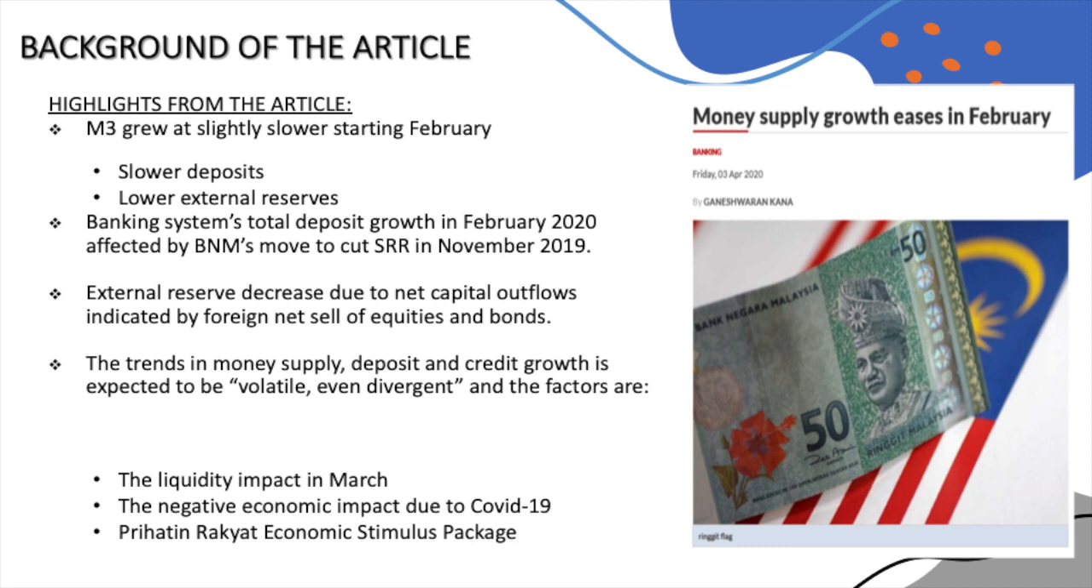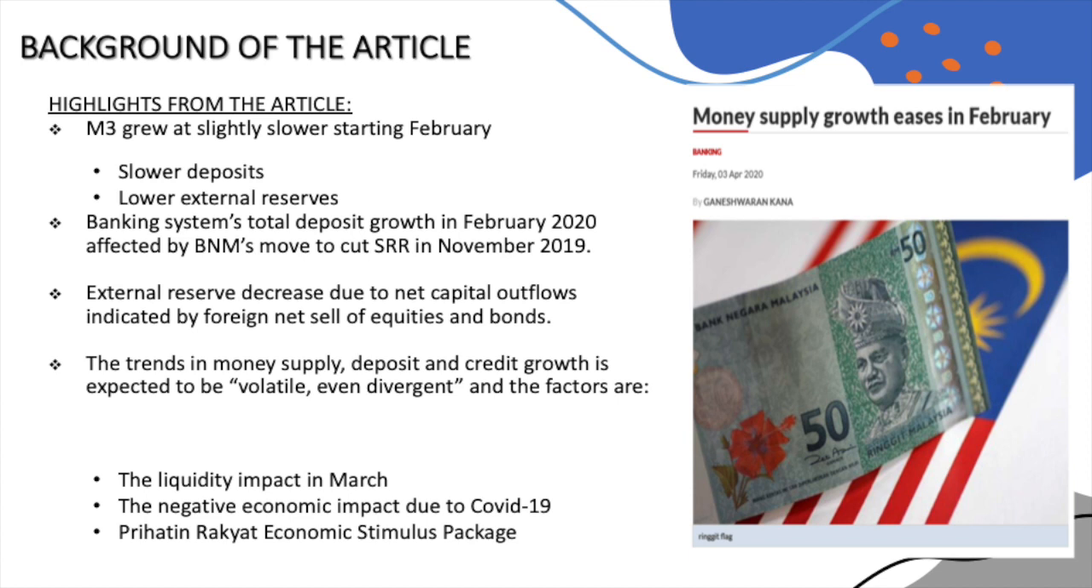Firstly, the liquidity impact from the 100 basis points SRR cut in March. Secondly, the negative economic impact due to COVID-19, which has resulted in closures of non-essential businesses. And lastly, the Prihatin Rakyat Economic Stimulus Package. The stimulus package worth 250 billion ringgit is provided as cash aid during MCO, and the 6-month loan repayment moratorium worth 100 billion ringgit, which is also part of the stimulus package, is predicted to affect the banking system's loan growth in the future.